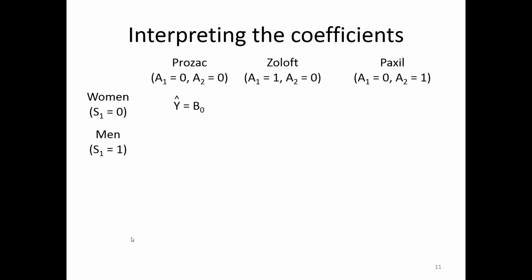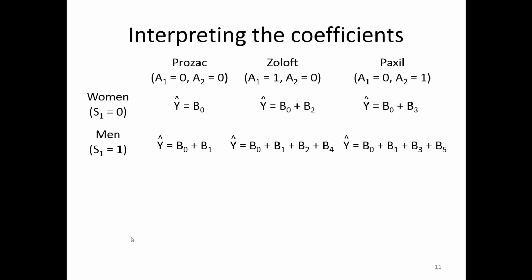Okay, so Y predicted equals B naught. Y predicted for women taking Zoloft equals B naught plus B2. For women taking Paxil, B naught plus B3. For men taking Prozac, B naught plus B1. For men taking Zoloft, B naught plus B1 plus B2 plus B4. And then for men taking Paxil, B naught plus B1 plus B3 plus B5.